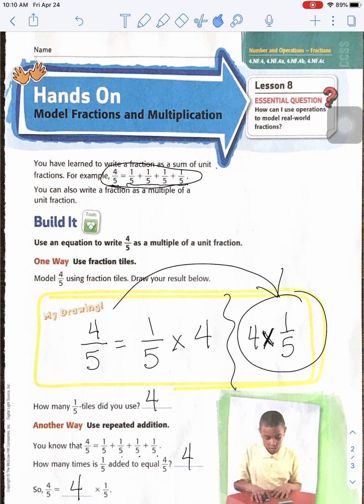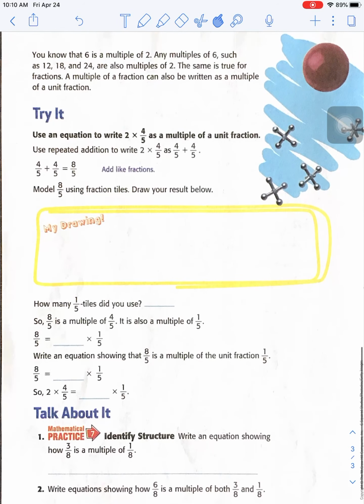Okay, so let's take a look at another example. All right, up here it says, you know that 6 is a multiple of 2, right? That means that if you multiply 2 enough, you're going to end up getting 6, because 2 times 3 is 6. So any multiples of 6, such as 12, because 2 times 6 is 12, 18, 3 times 6 is 18, or 24, 4 times 6 is 24, are also multiples of 2. Because if 2 is a multiple of 6, then 2 has to be a multiple of all of those.